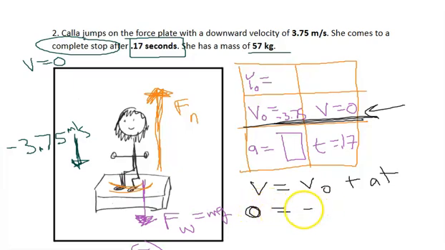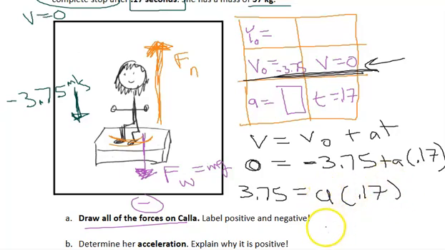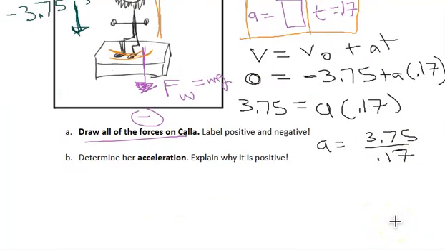She came to rest. She was heading down at 3.75. So add 3.75 to both sides. And then divide both sides by 0.17. And you get an acceleration of, got to look at my answer key, 22.06.